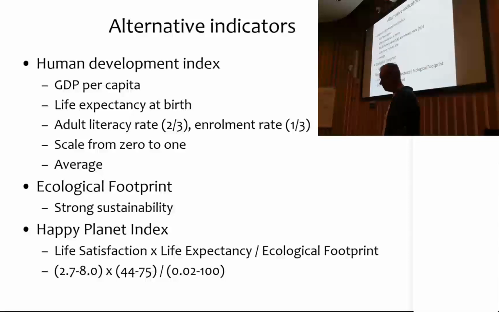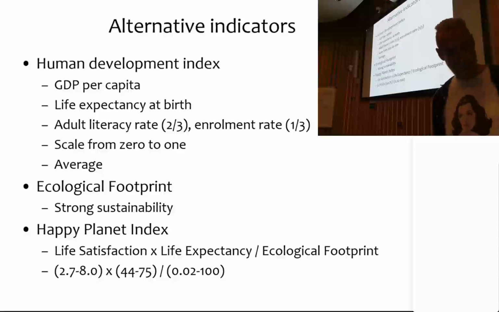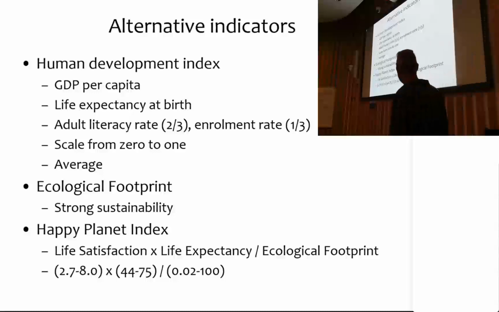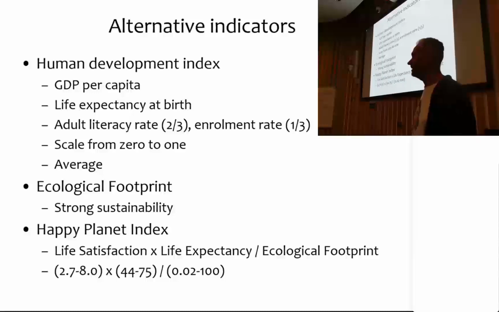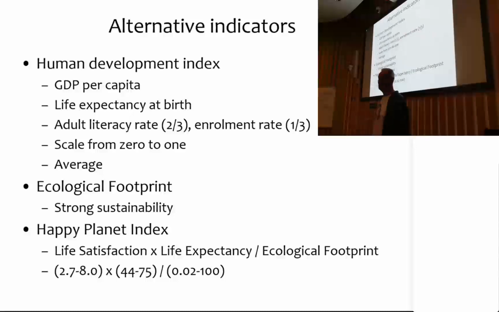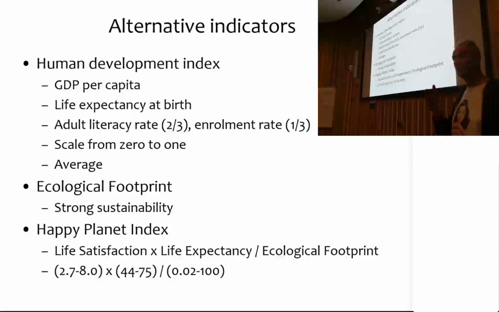So they take life satisfaction, then they multiply that with life expectancy. So unlike the Human Development Index, it's not how long do you live, but also corrected for how satisfied you are with your long life. That seems fine, although multiplying the two is a bit peculiar perhaps. And then they divide it by the ecological footprint. And division is always a very dangerous thing. So life satisfaction, the most miserable country says it's 2.7. The most happy country, which I believe is Denmark, but it may be Finland, says it's 8. So that is the numerical limit that you see. Life expectancy ranges from 44 to 75. And then the ecological footprint ranges from 0.02 to 100.